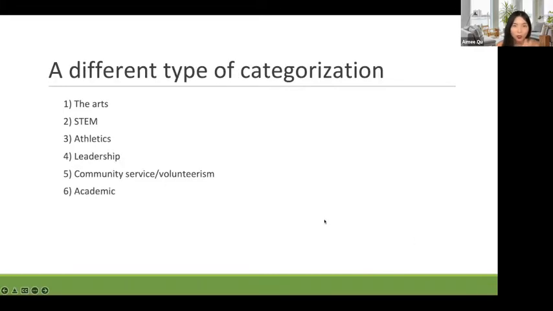Another way is just through the different interest areas that they are a part of, including the arts, dance, STEM, athletics, leadership, community service, volunteerism, and academic. So academic would be more like the Olympiad or honor societies. So again, these are different types of extracurricular activities that students can be involved in. It's not limited to this.